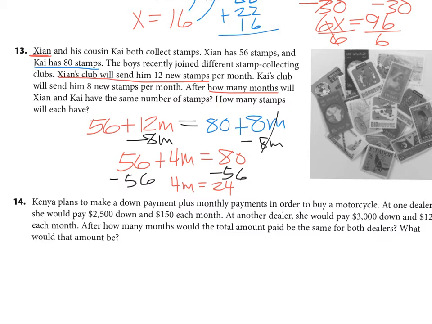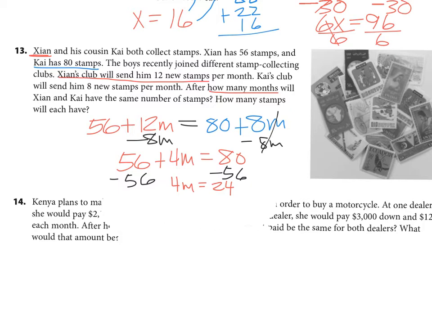I'm going to do a little bit of erasing here, create more space again. Alright, so then we have 4m equals 24. Like I said, divide by 4 on both sides. And that gives me m is 6. So the first part of the question, after how many months will they have the same number of stamps? 6 months.